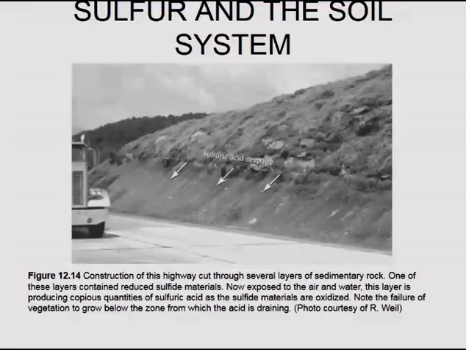Here's a picture of a road cut. What this road cut is showing is that we had a layer right here of sulfur in the soil, and now that this has been exposed to the surface and water and rain and stuff like that, what happens is once the water passes through that, it creates sulfuric acid, and you'll notice that down here it's really being difficult for plants to grow. And so we probably have a really low pH right here and a lot of sulfuric acid buildup.